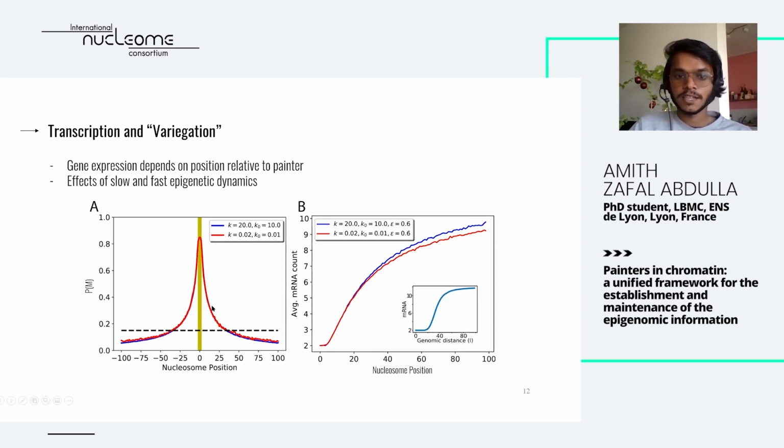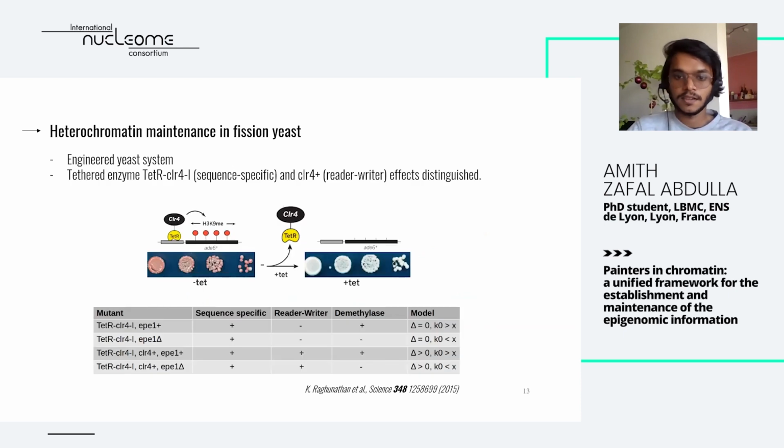So with this model, we can actually distinguish between the kinetics of epigenetic dynamics. We can have different transcripts if the fluctuations or the kinetics of chromatin state are different. And we can also have different gene expression relative to the position of the gene relative to the position of the painter or sequence specific recruitment. Now, with all this, how can we actually build it up to predict some experimental results?